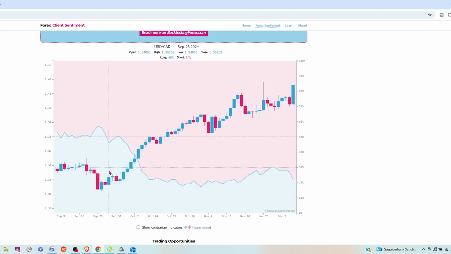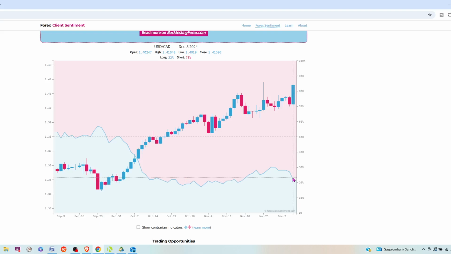We have retail traders getting increasingly net short this market. You can see the pink area as we go forward in time gets deeper. It starts over here, gets deeper, deeper, deeper. And as of right now, almost 80% of retail players are short this market.